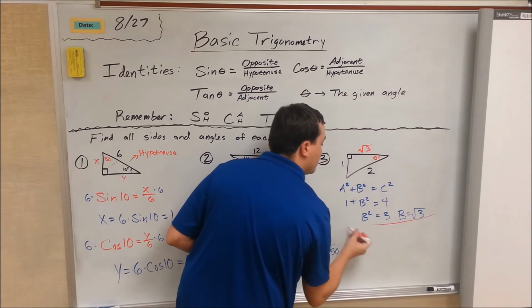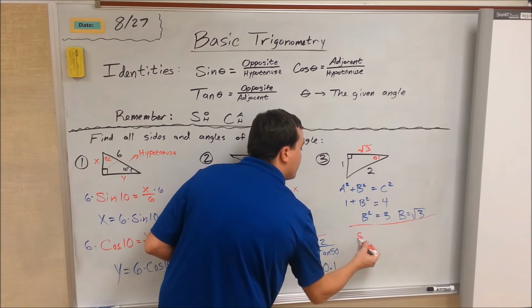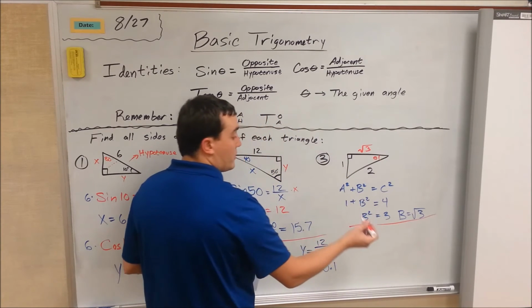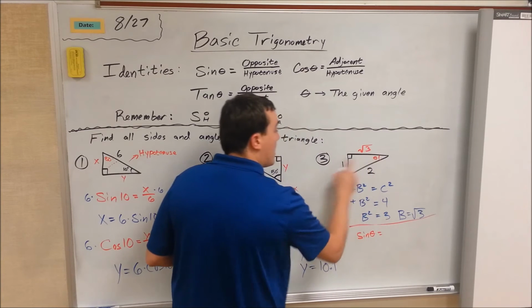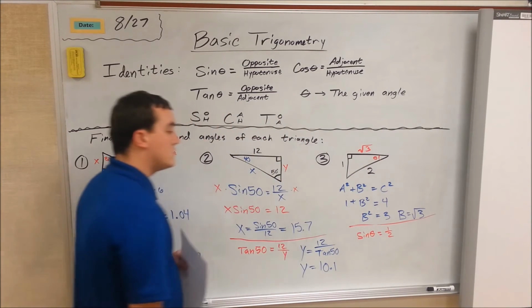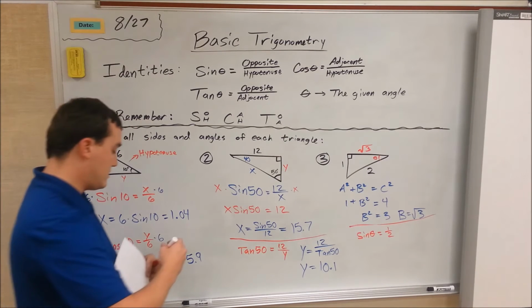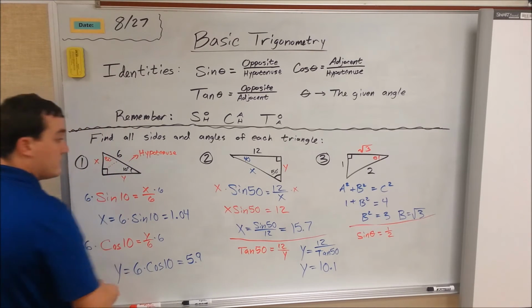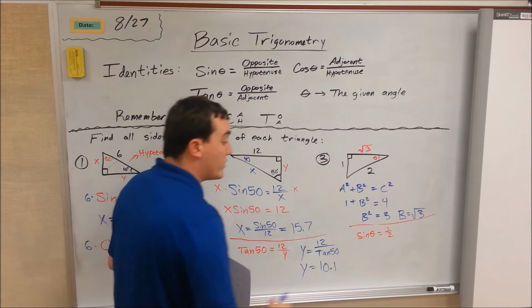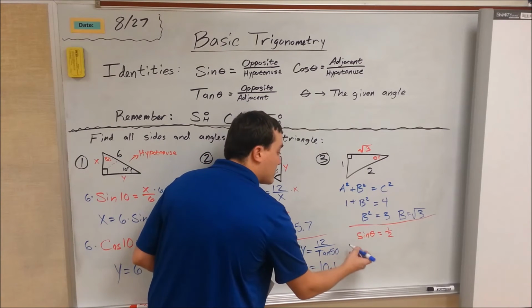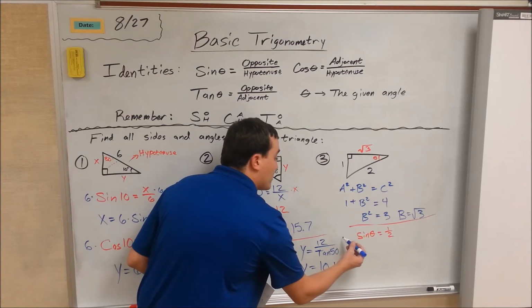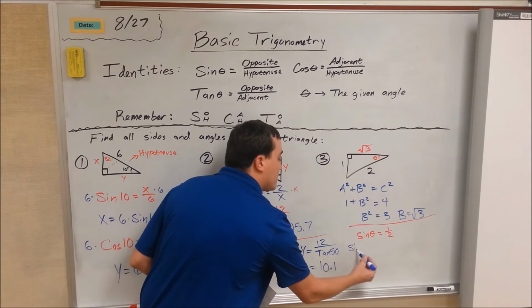So sine of theta, which we don't know, is opposite 1 over 2. To solve for theta, we don't divide by sine. That doesn't make sense. We use the opposite of sine, which is arcsine, or sine inverse. So we're going to take the inverse sine of both sides.